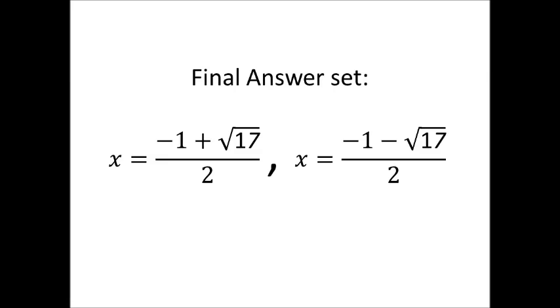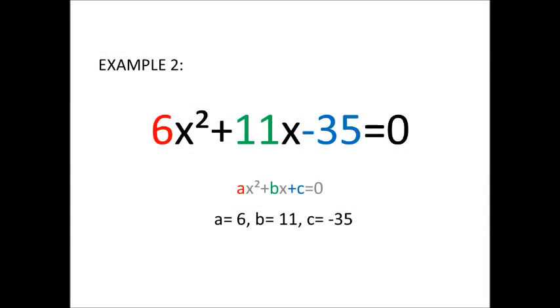Okay, now let's do a second example to reinforce what we have learned about the quadratic formula. Example number 2 says 6x squared plus 11x minus 35 equals 0. So we got our quadratic function, and now we are given the value of each variable. A equals 6, B equals 11, and C equals negative 35.